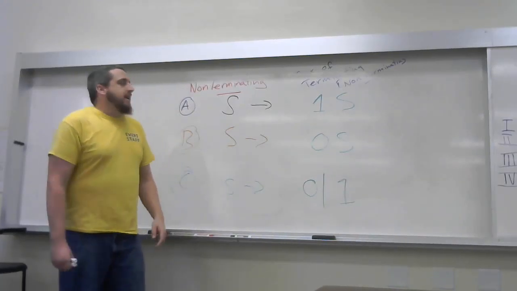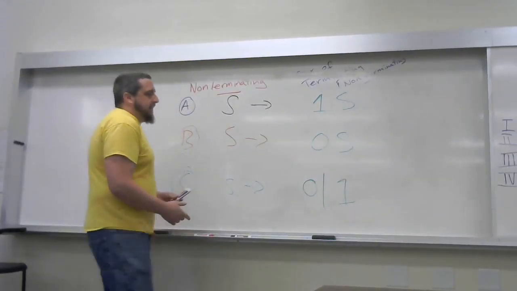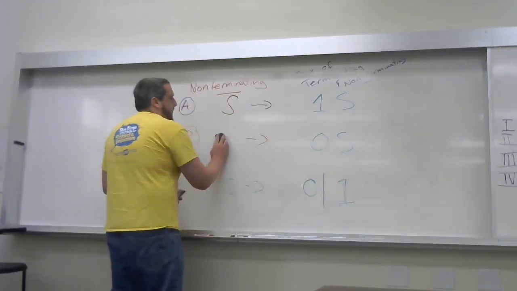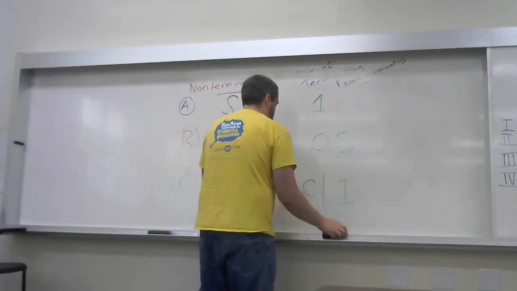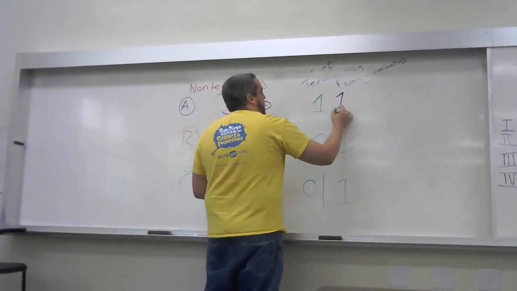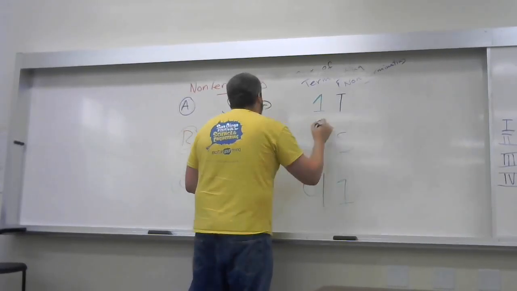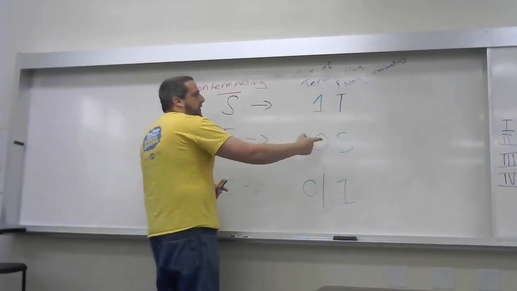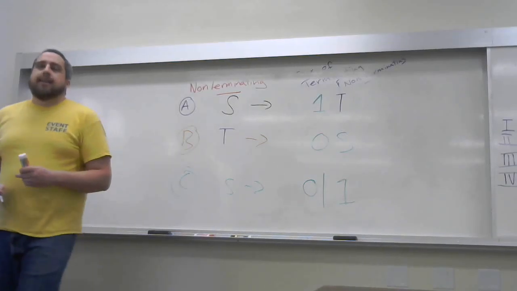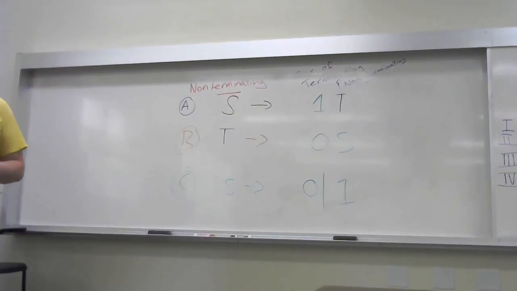And what that does, so for example, if the rule is this way, S goes to 1T and T goes to 0S like that, can I generate either of those sentences? I cannot. Why can I not generate either of those sentences?